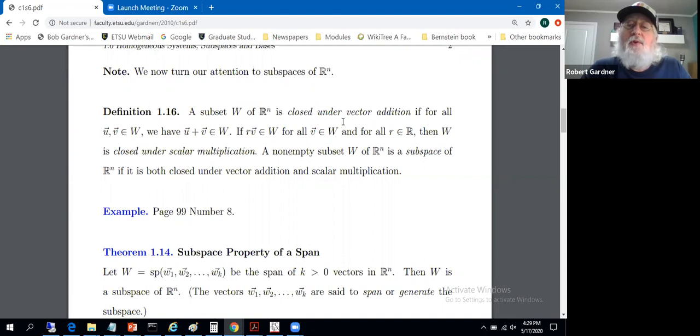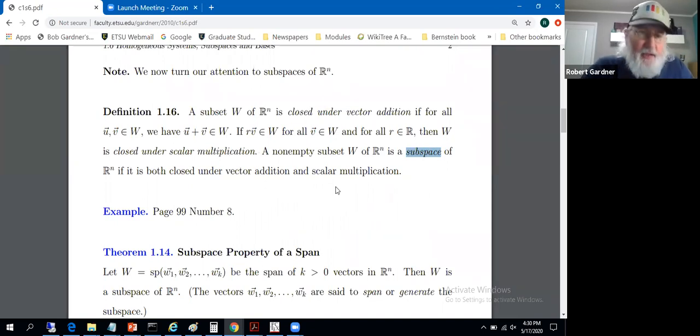So closed under vector addition means take two vectors from the set, add them together, and the sum is in the set. Closed under scalar multiplication means take any vector in set W, multiply it by any scalar, and the result is in set W. And those are the two things we do to vectors: add them together and multiply them by scalars. A non-empty subset of vectors from Rn is called a subspace of Rn if it's both closed under vector addition and closed under scalar multiplication.